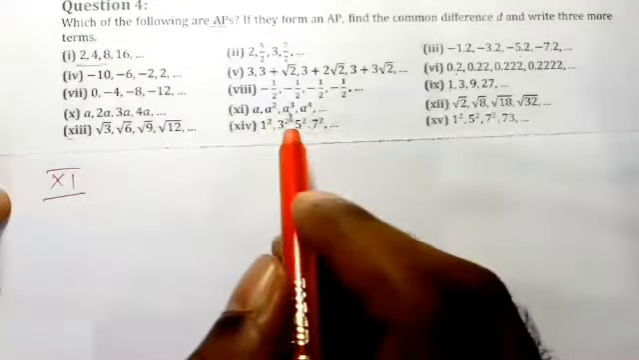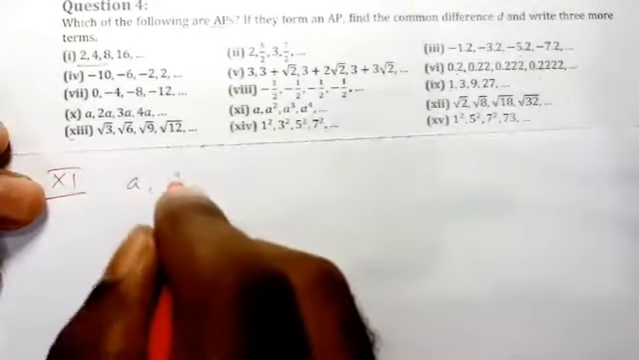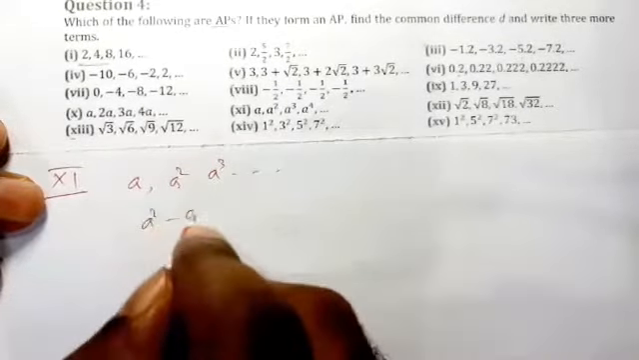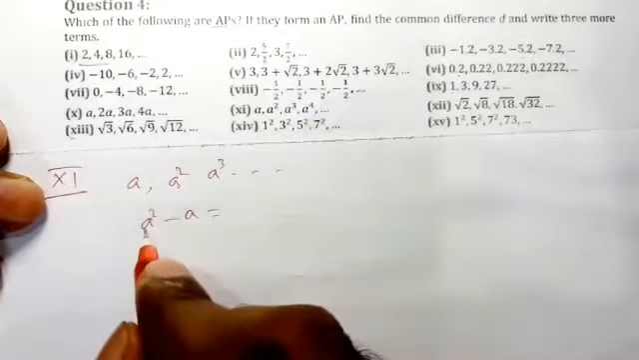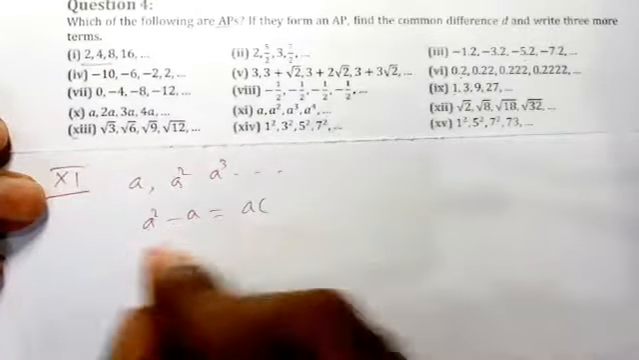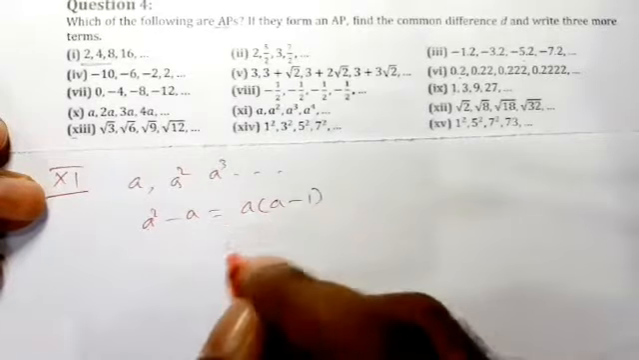Now question number 11. We can see that A, A square, A cube. What is the term? A square minus A we cannot simply subtract because A square and A are different terms. So we can take A common, so it will be A into (A minus 1).